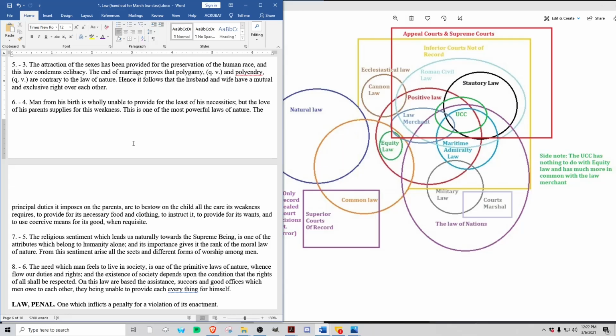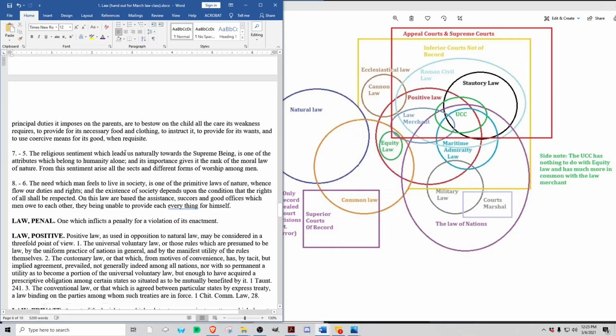So number 7, the religious sentiment which leads us naturally towards the Supreme Being is one of the attributes which belongs to humanity alone, and its importance gives it rank to a moral law of nature. From this sentiment arises all the sects of different forms of worship among men, and where you have the First Amendment and all the other amendments of the states, which guarantee your right to believe whatever you want. Because without freedom, you don't have the right to be a Christian, or in my case, a Taoist, or a Buddhist, or anything.